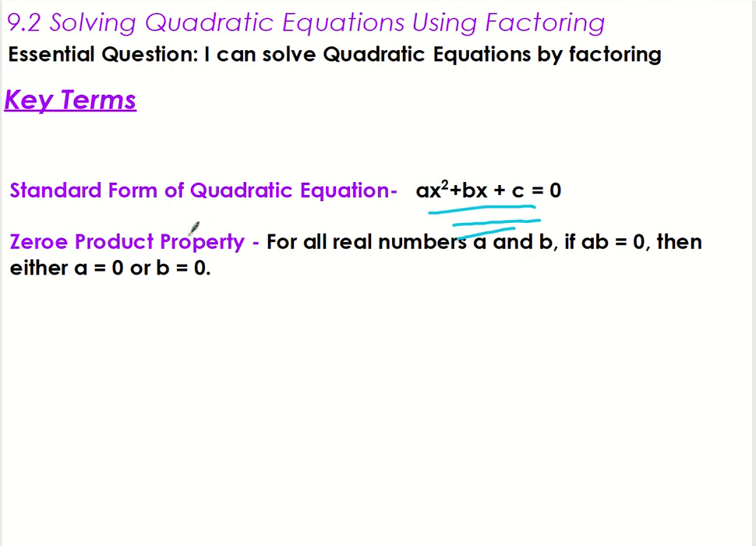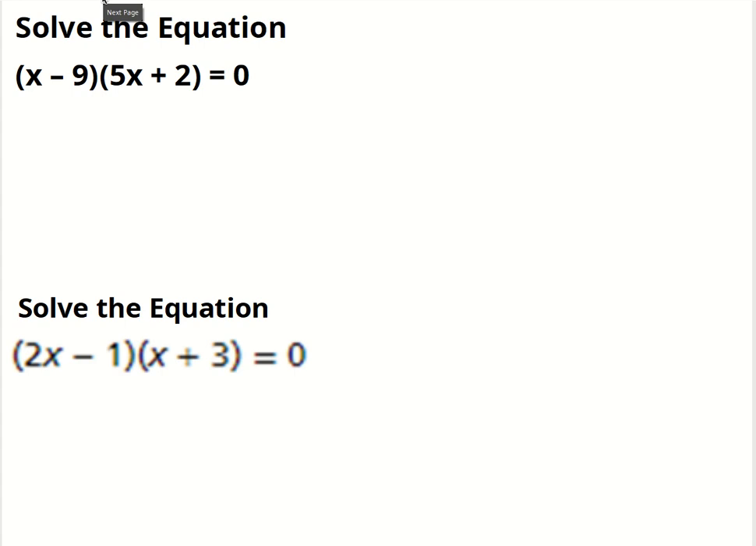And then the zero product property. For all real numbers A and B, so no matter what number A and B is, if we multiply them and it equals 0, then either A or B has to be equal to 0. Like if I know that 2 times x equals 0, I know that x has to be equal to 0 to make this work, right? So no matter what, if you multiply two numbers and it equals 0, one of those two numbers has to be 0. And we're going to use that property in order to solve these equations.